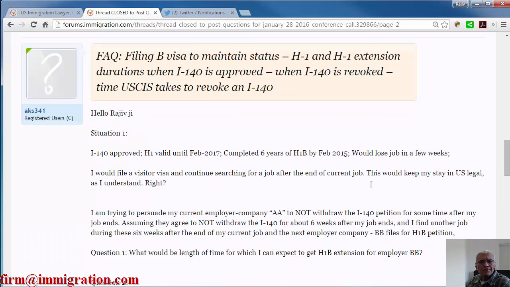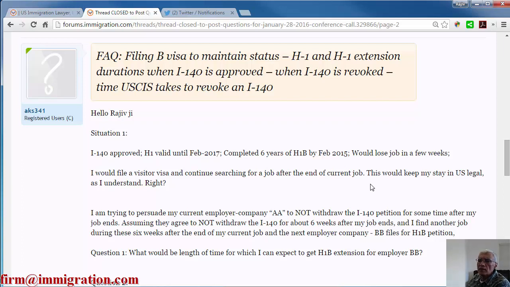The next question is from UX341. Filing B visa to maintain status, H1 and H1 extension durations when I-140 is approved, when I-140 is revoked, time USCIS takes to revoke an I-140. Okay, this is also a frequently asked question, very important for people who, for example, get laid off unexpectedly while they're on H1 or L1 or any visa that requires employers' support and work.